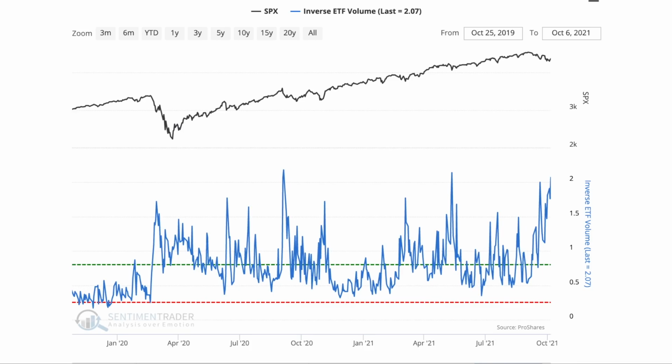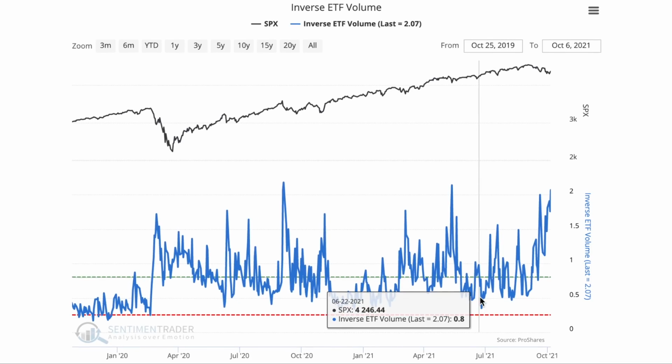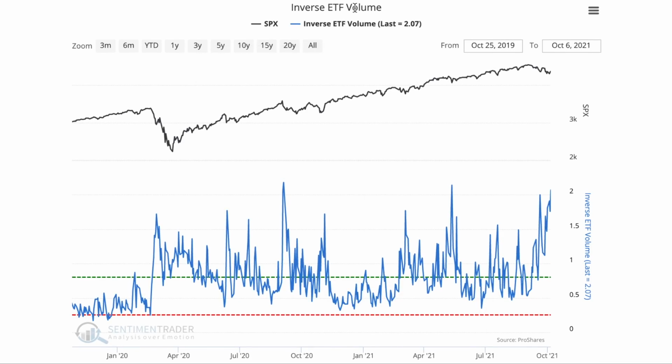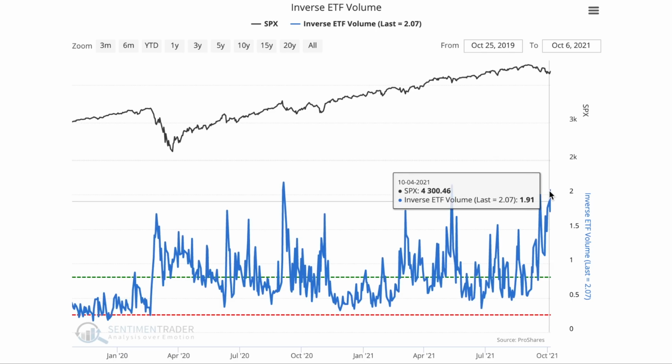And one more very interesting metric that I want to show you guys is the inverse ETF volume. Inverse ETFs track the S&P 500 in reverse, right? That's what it means. And so when you're buying an inverse ETF, you're basically betting that the stock market is going to go down. And that's a really interesting indicator to use because it's a great contrarian indicator. When a lot of retail traders are betting that the stock market is going to go down, that's typically when you want to be buying, right?